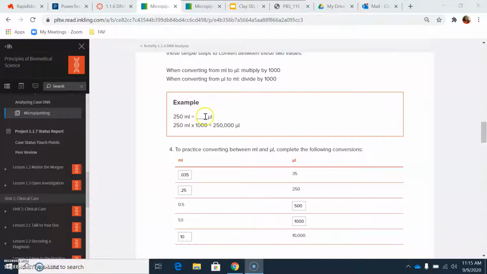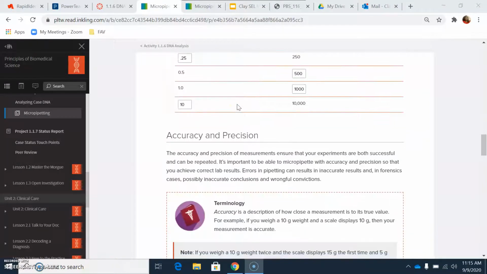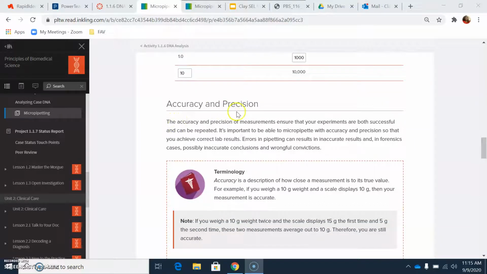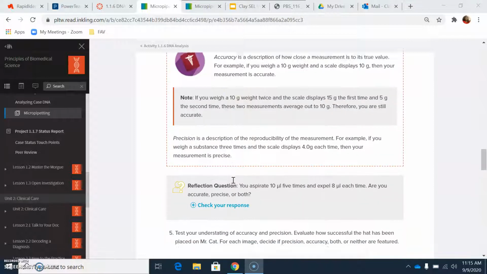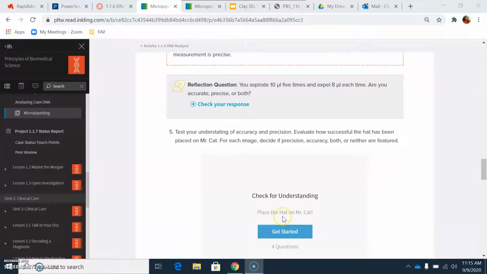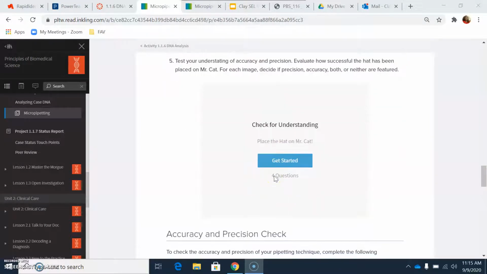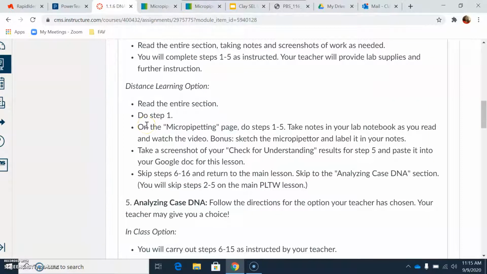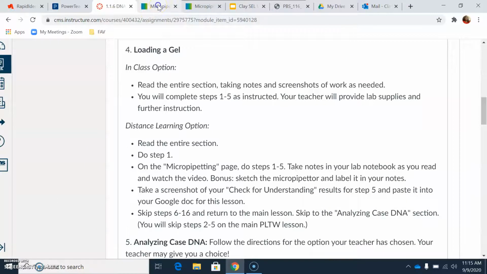So you have an example here. You're going from 250 milliliters to microliters. So you have to multiply 250 times 1,000, which will give you 250,000 microliters. And then after that, you go on to the accuracy and precision. You will write down this term in your notes. And you will do that reflection question also in your notes. And then you'll do your check for understanding, get the results, take a screenshot of it, and that will be what you were supposed to be doing for that step, for step 4 of your Canvas assignment.